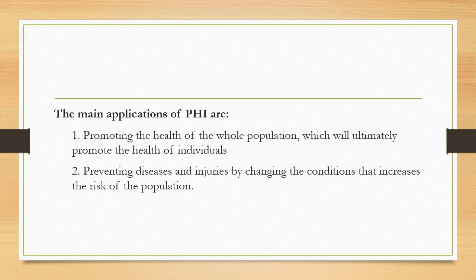The main applications of public health informatics are promoting the health of the whole population, which will ultimately promote the health of individuals. And secondly, preventing diseases and injuries by changing the conditions that increase the risk of the population.